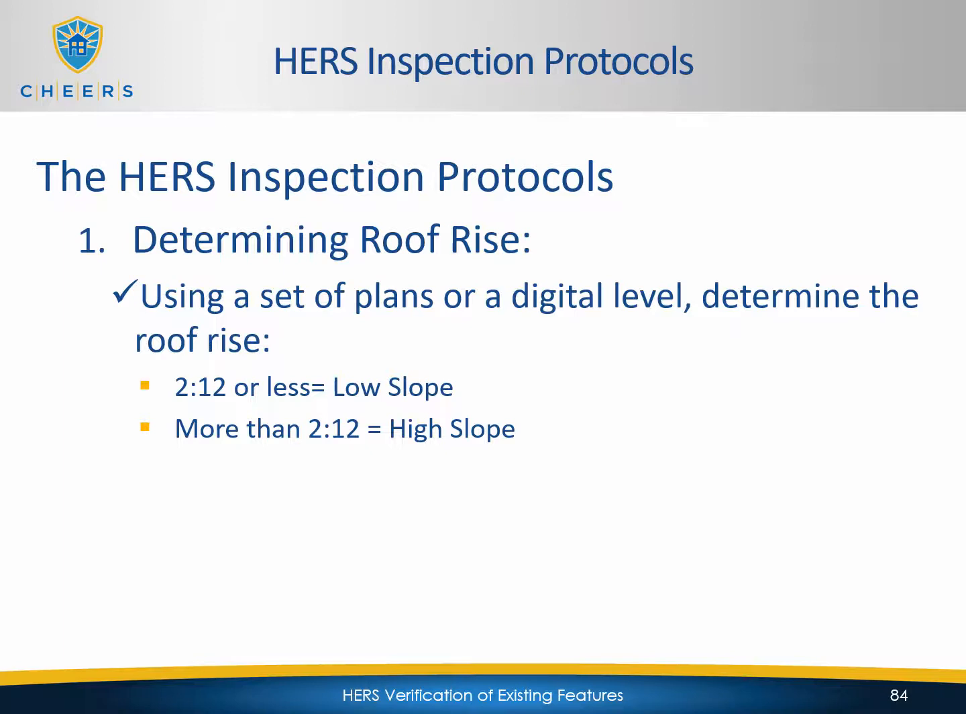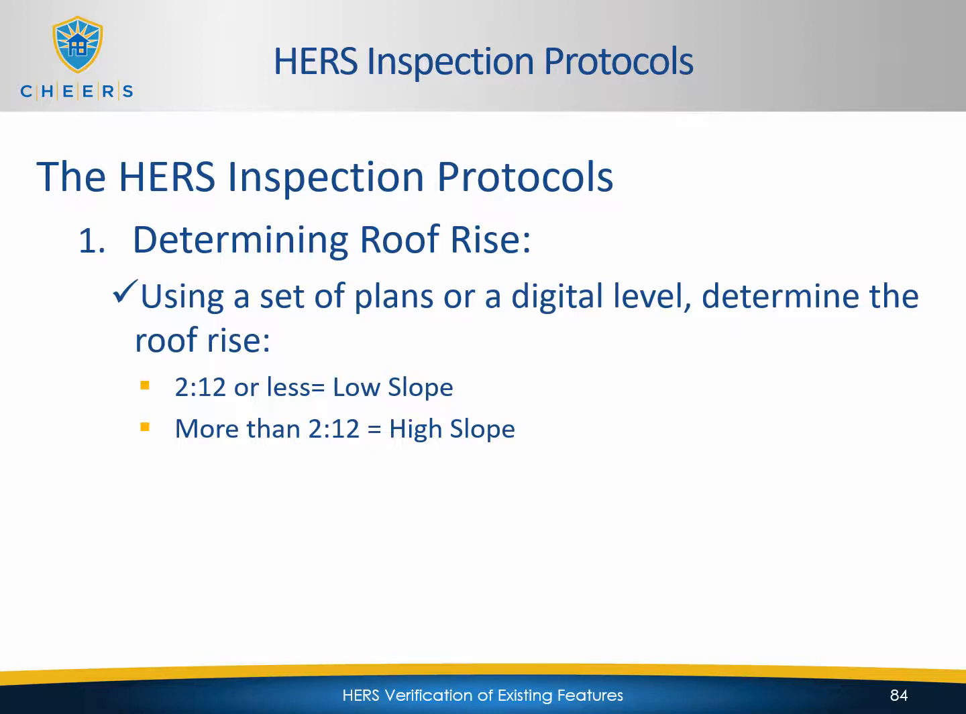If you think of moving on a graph, moving left to right and then moving from the bottom to the top, left to right would be your run. So for every 12 inches left to right, it's going to rise 2 inches, from low to high. So you're going to go up. It's going to be at an angle, and that's how we measure the angle or slope of the roof.